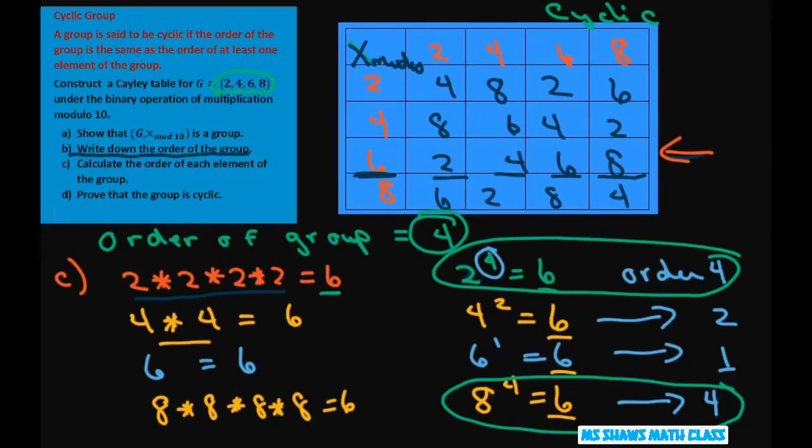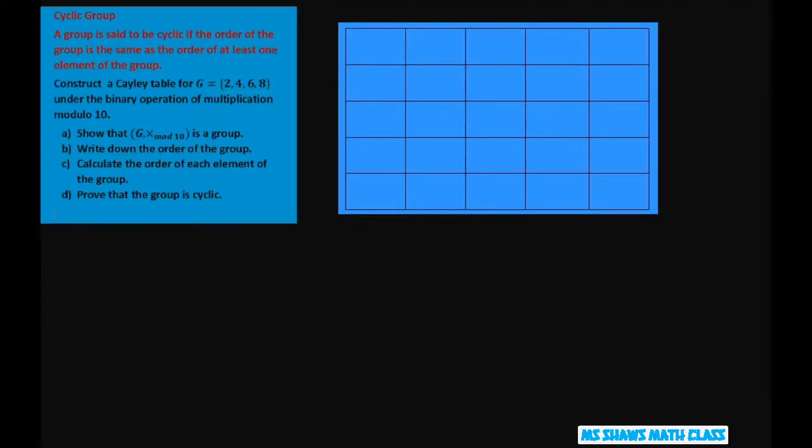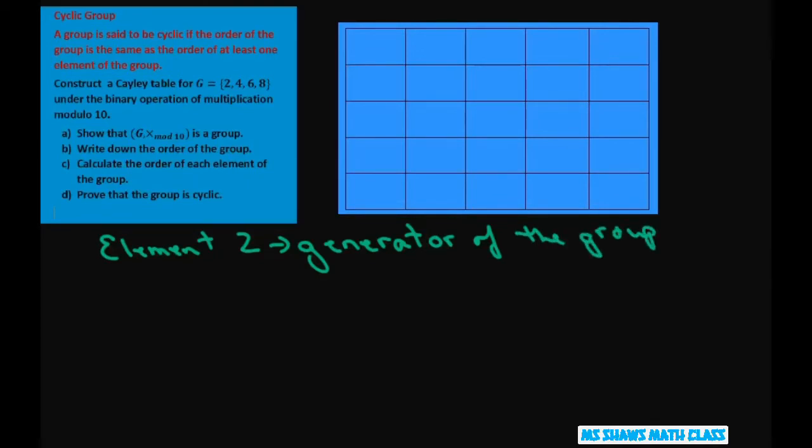Okay. Now, we're going to talk about the generator of the group. So let's do that real quick. The element 2 is called the generator of the group, because it can generate all the elements of the group. For example, 2 to the 1st power is 2, 2 to the 2nd power is 4, 2 cubed equals 8, and 2 to the 4th equals 6.